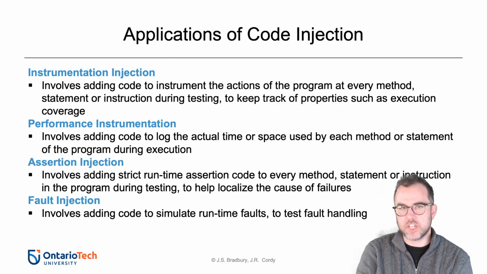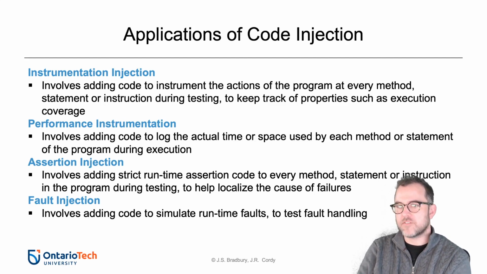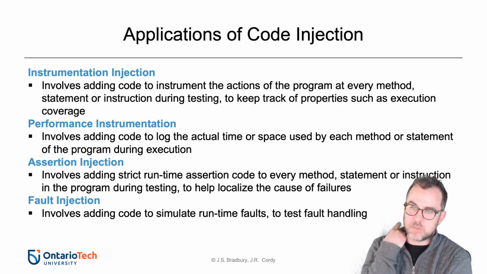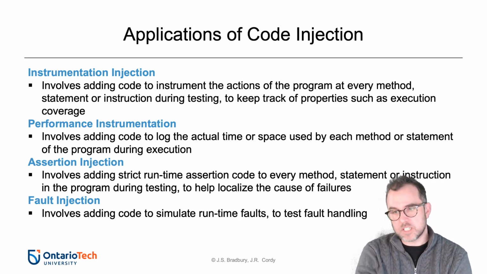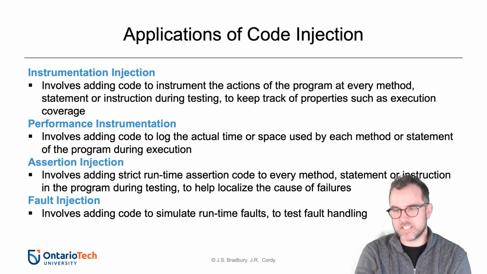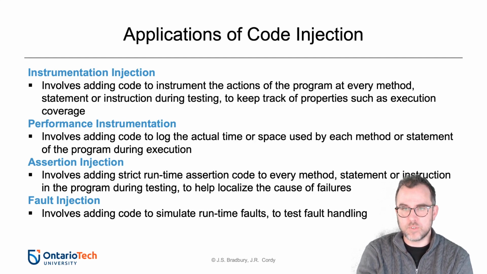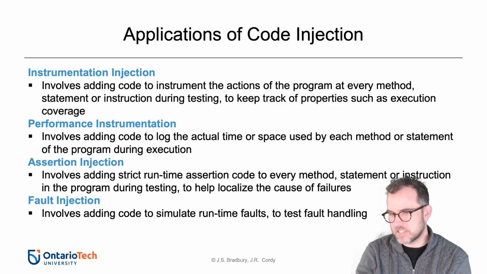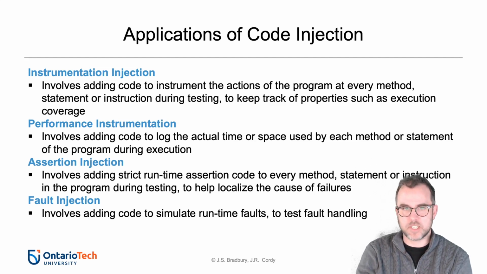Another type of code injection is adding code that logs information about the performance of the software, such as time or space. For example, how much memory is being utilized. Although this one's a bit trickier, because if you're looking at timing and you add logging code into the code that you're timing, it can increase the amount of time it takes. So you have to be careful about how you do performance instrumentation.